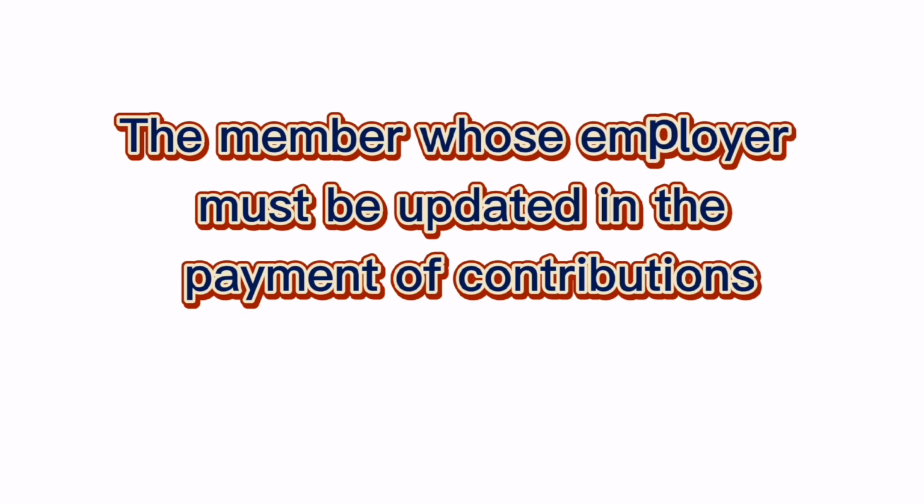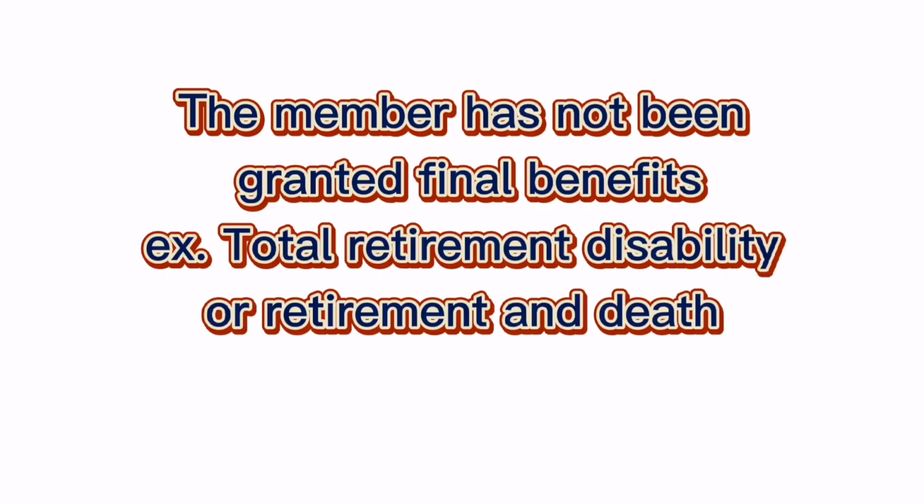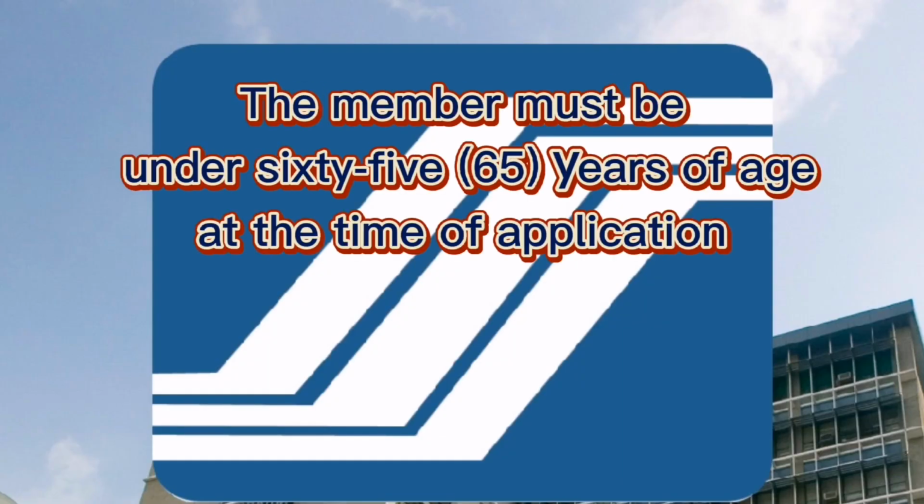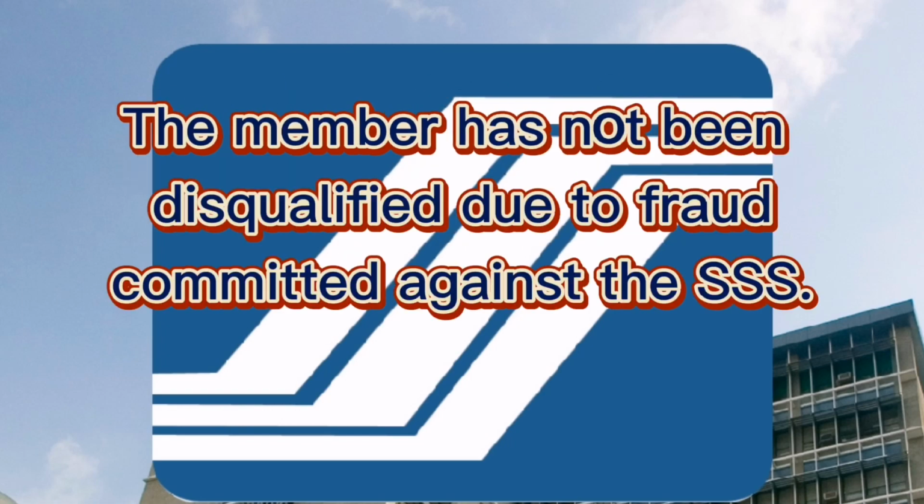The member's employer must be updated in the payment of contributions. The member has not been granted final benefits, such as total disability, retirement, or death. The member must be under 65 years of age at the time of application. The member has not been disqualified due to fraud committed against the SSS.